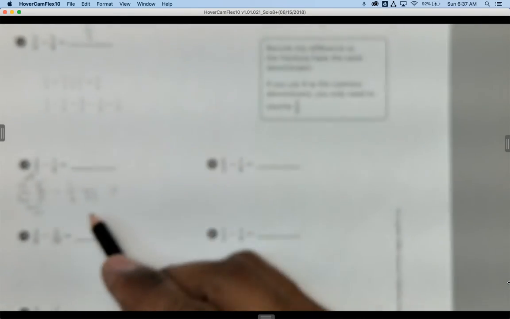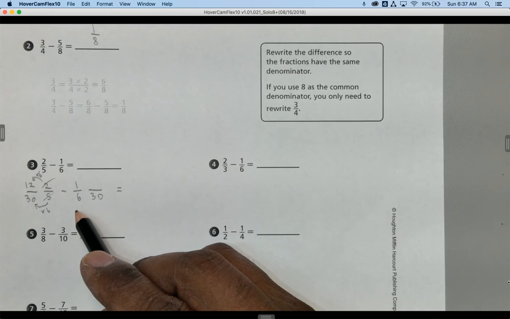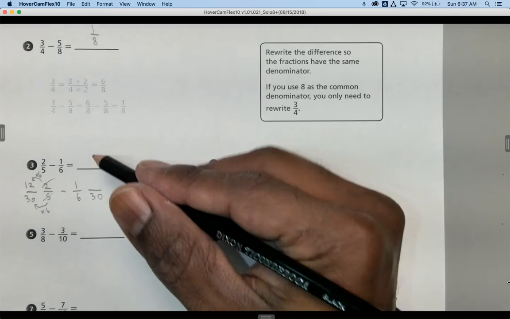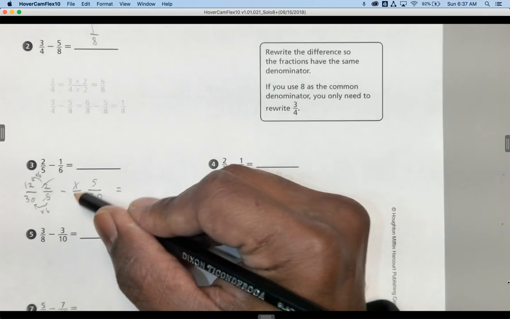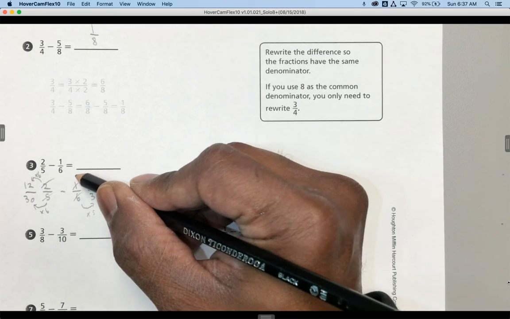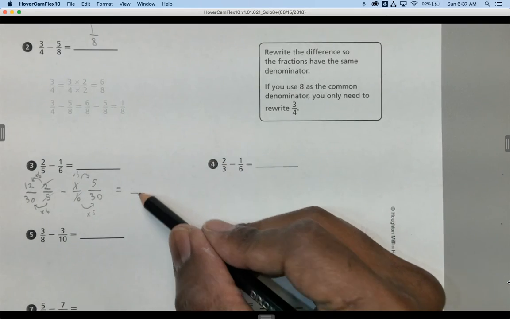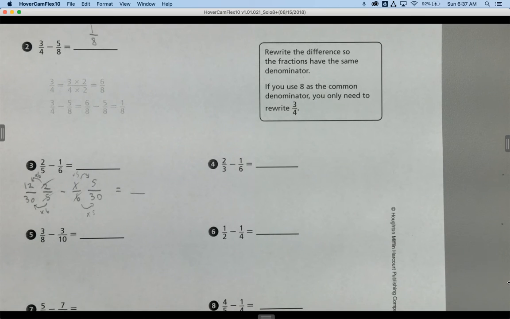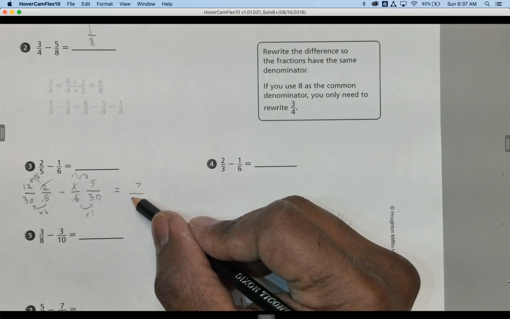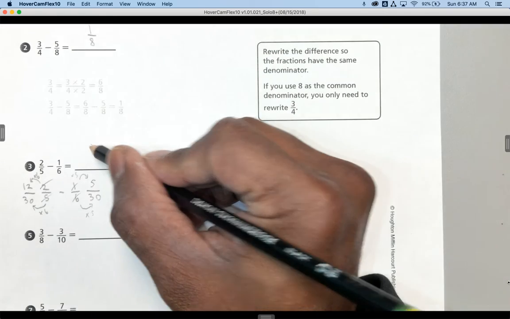In the case of 1/6, and sorry for the blurriness there, I'm going to multiply the denominator by 5, so I'll do the same to the numerator, and 1/6 is going to become 5/30. Now, the denominators match, so I can finish the job and perform the subtraction. 12 minus 5 is 7. The denominator remains at 30. I get an answer of 7/30.